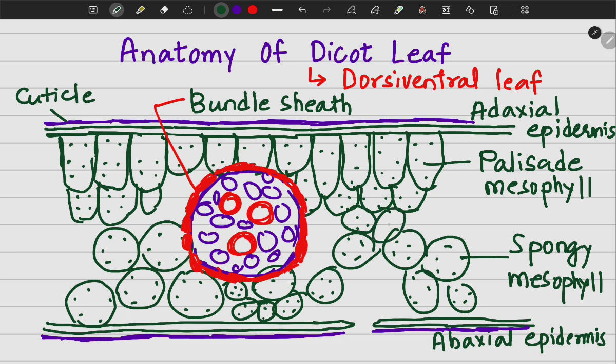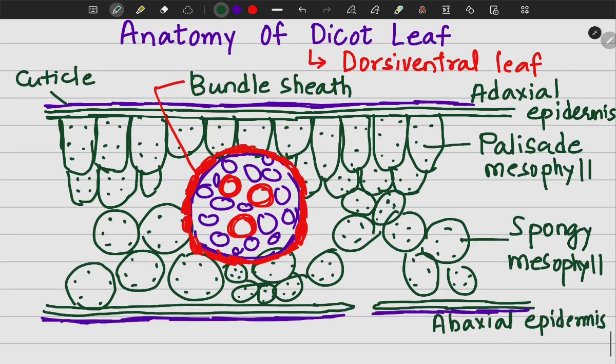Now, if we talk about the stomata, then the adaxial or the upper epidermis may have stomata or may completely not have stomata, but stomata is usually present at the abaxial epidermis. So this is one stoma. Stoma is the singular of stomata. So here is the stomata. We all know what stomata is. We have studied about it in our previous lectures.